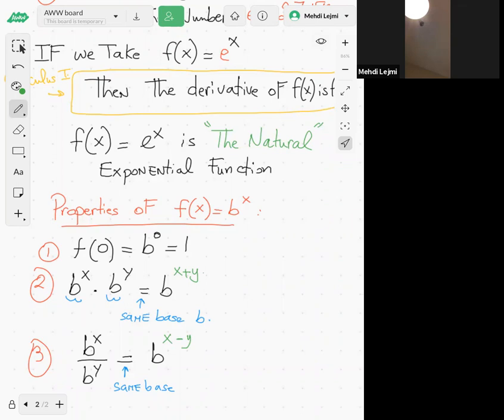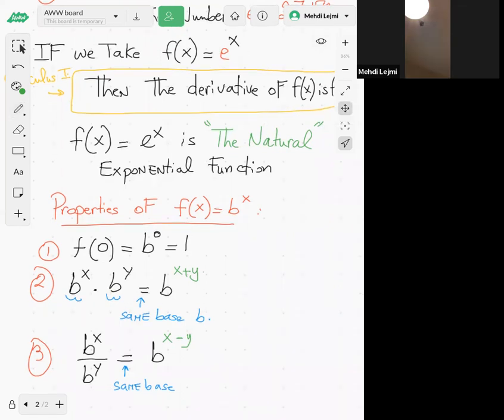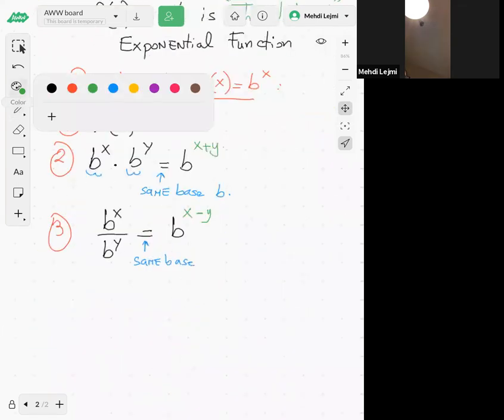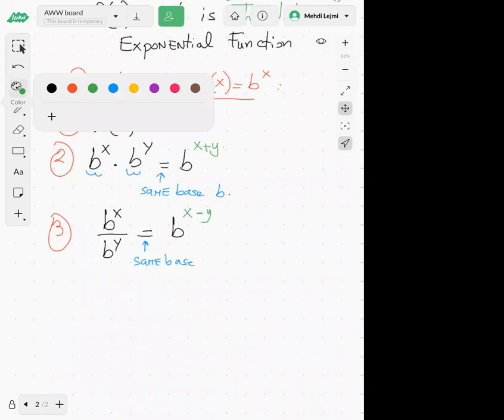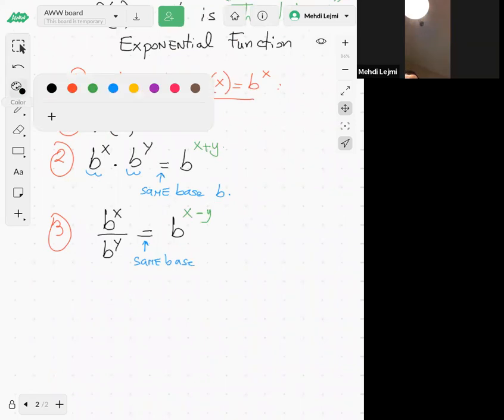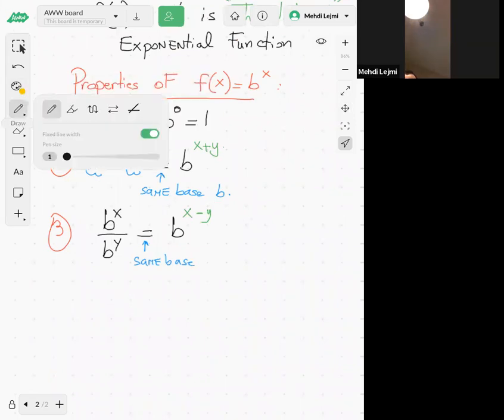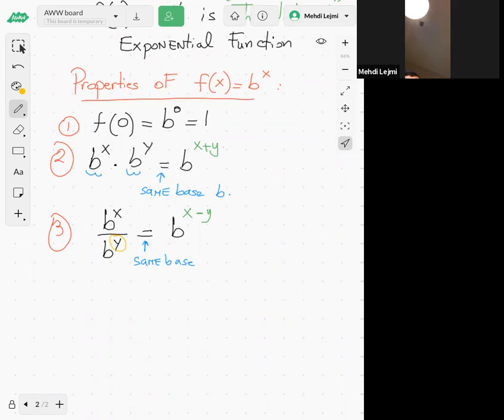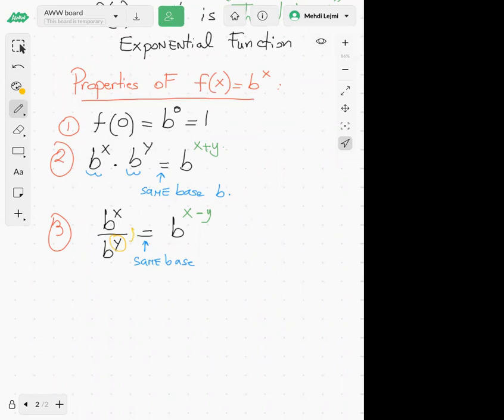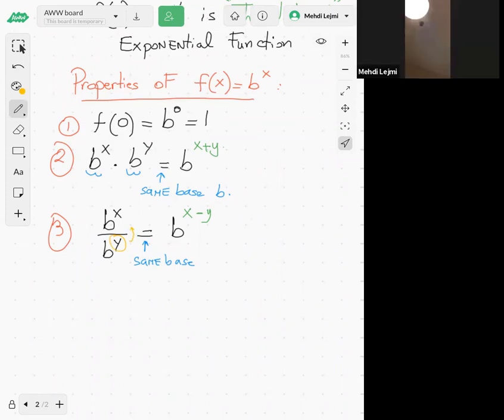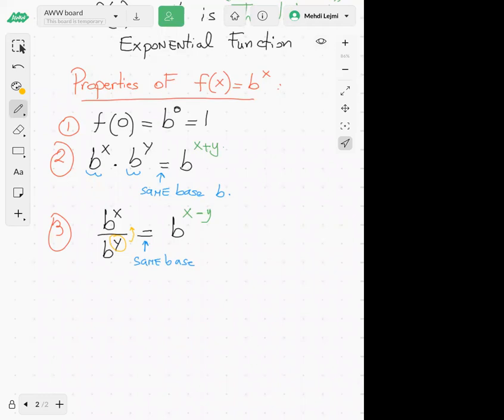All right, and last property, number 4. Why does it become a negative, Professor? Because this y is in the denominator. When you move a power to the top, it becomes the opposite. So if you have plus y as a power in the bottom, when you move it to the top, it would be minus y.